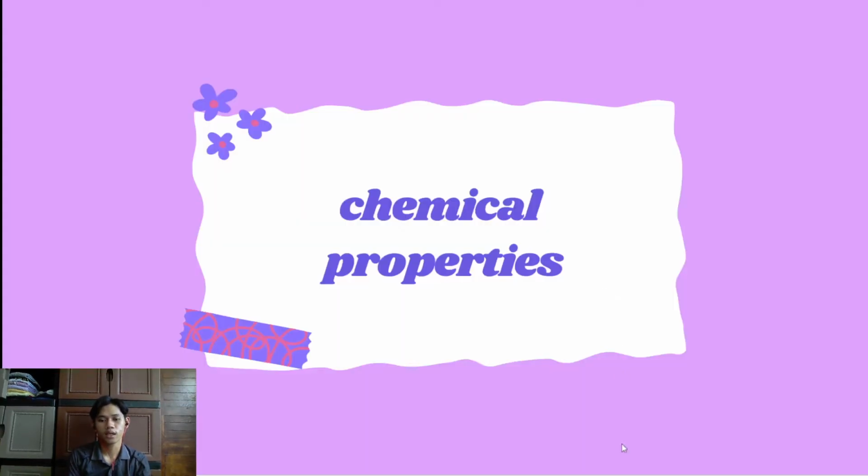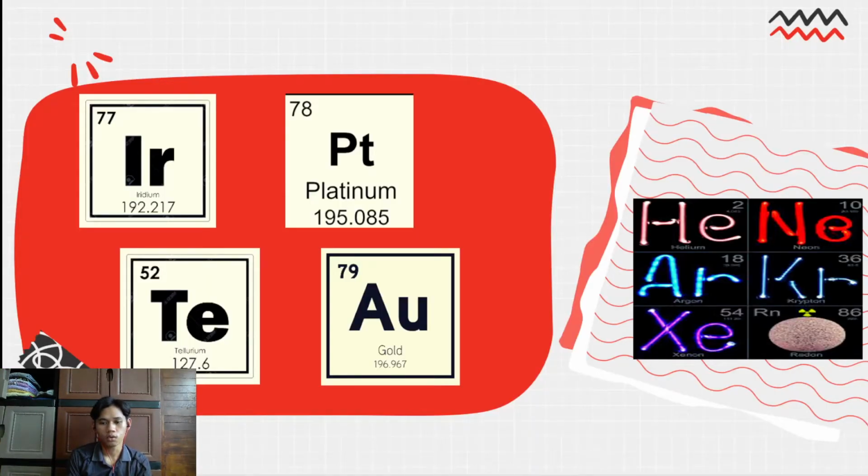Next is chemical properties. The burning of sulfur produces a blue flame and irritating odor due to the formation of sulfur dioxide. Sulfur is insoluble in water but partially soluble in nonpolar organic solvents, including benzene. Sulfur is highly reactive and almost reacts with all elements except for gold, platinum, iridium, tellurium, and noble gases.